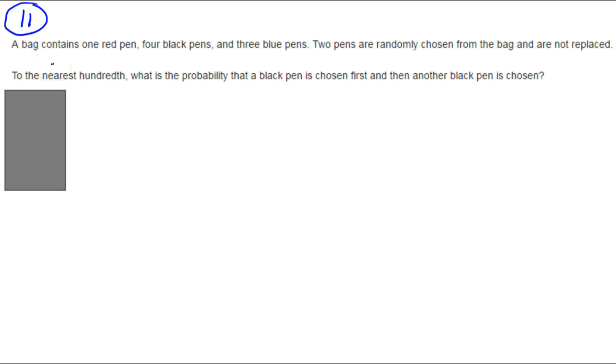A bag contains 1 red pen. Let's see, we have 1 red pen, 4 black pens, and 3 blue pens.